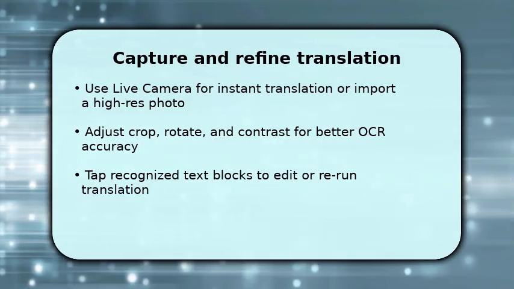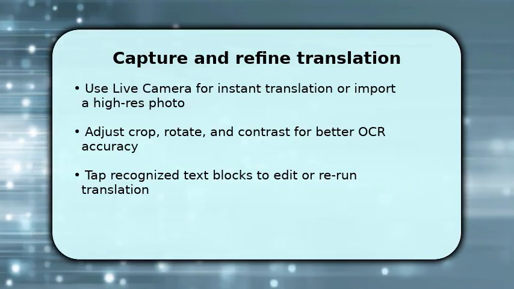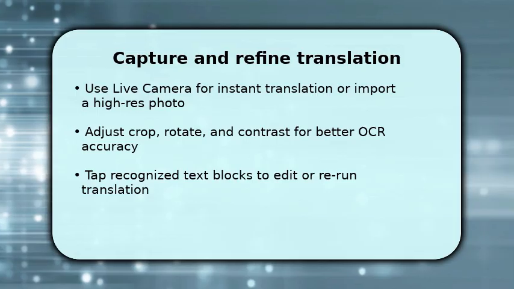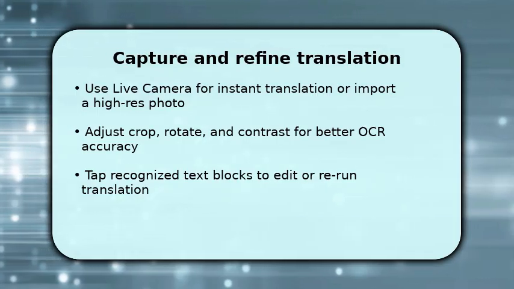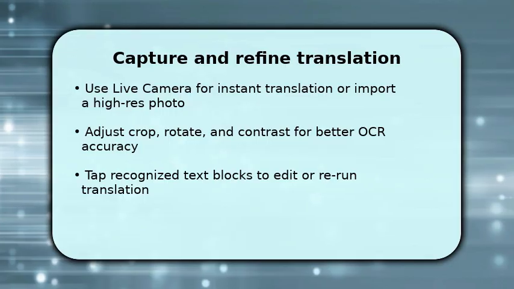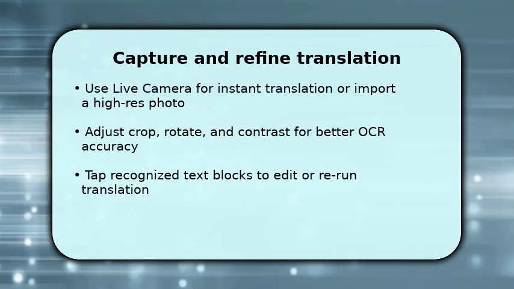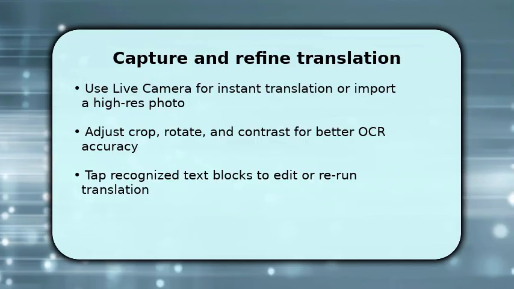If using a photo, crop closely around the text and rotate so lines are horizontal. OCR works best on straight, high-contrast text. Once the app highlights text blocks, tap any block to correct OCR mistakes or select alternate translations.